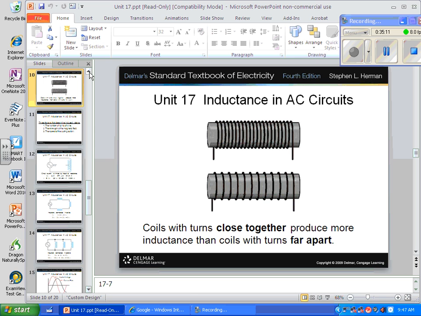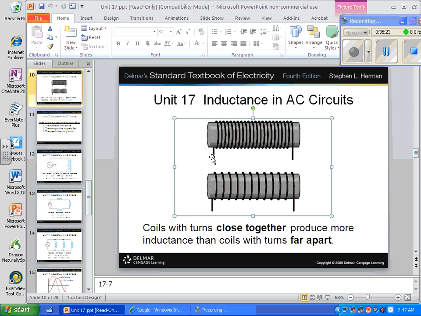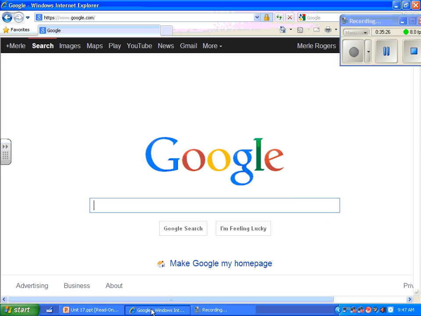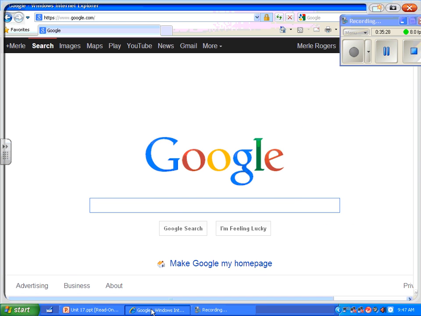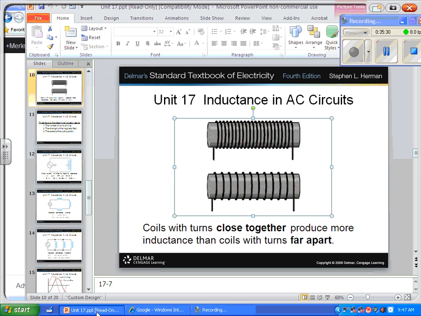Okay, here we have an inductor. This right here, inductor. This is tightly wound. I want you to notice, though, that they're wound the same way. You see how this one's in the back over here? This one's in the back. This one's in the back.